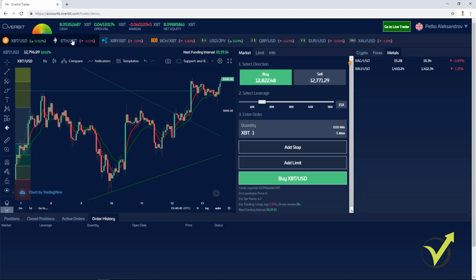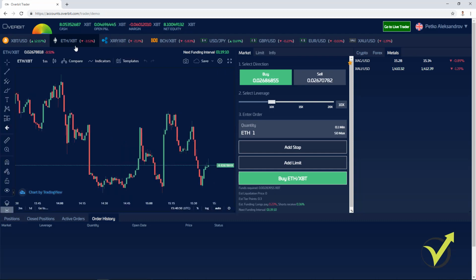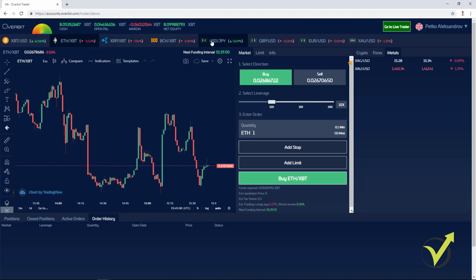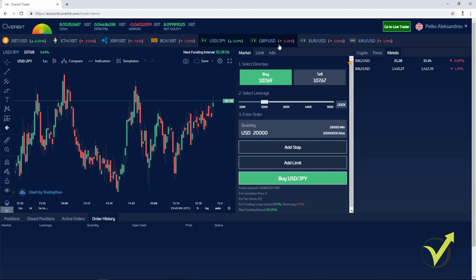You can choose the asset you want to trade. So for example, you can trade Ethereum versus the Bitcoin. Then you have the Ripple. And interesting here is that we have the forex currencies as well. So for example, you can trade the dollar yen.